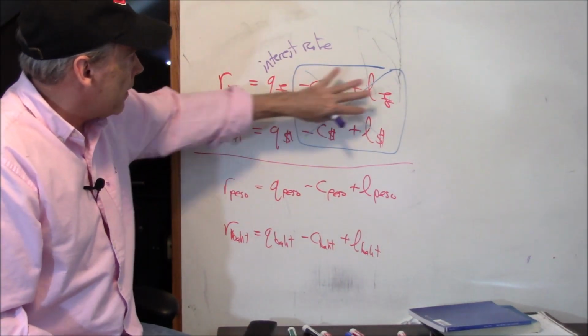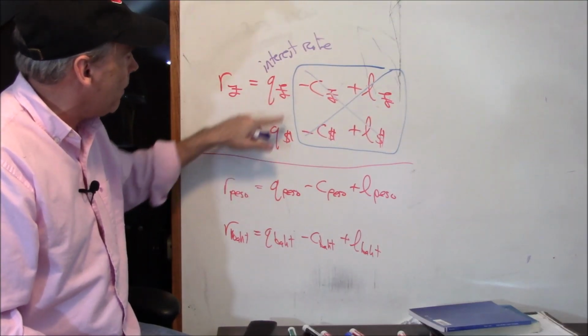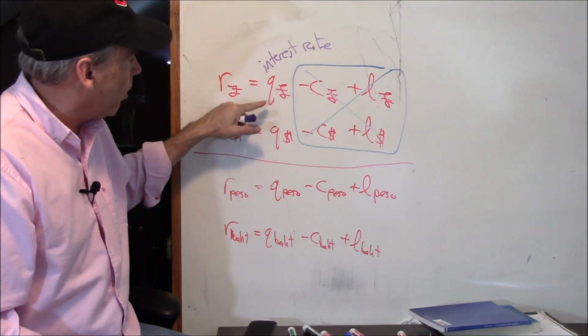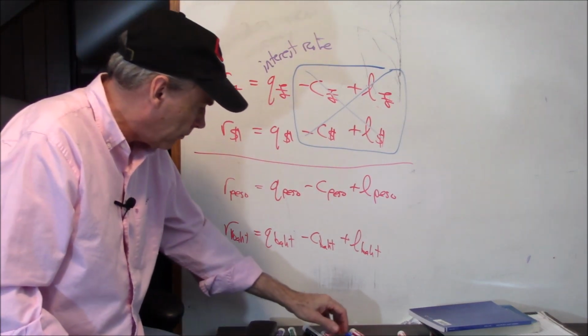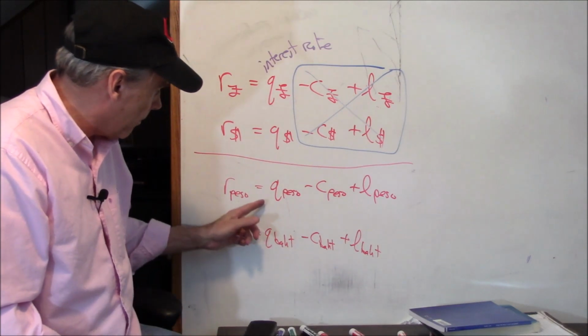Those numbers are almost identical between those two countries. So really, most of the action you see in the developed world is going to be along the lines of changing the interest rate.